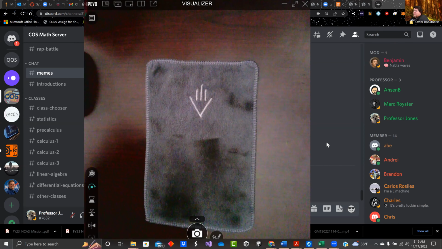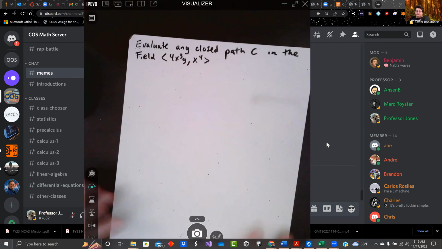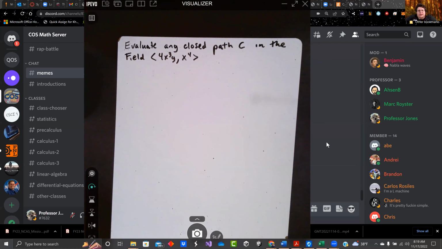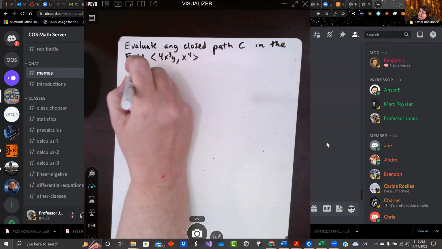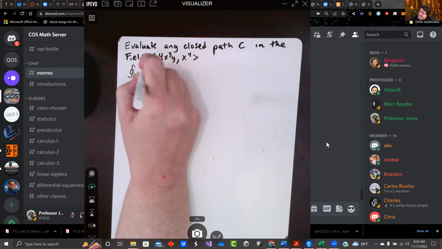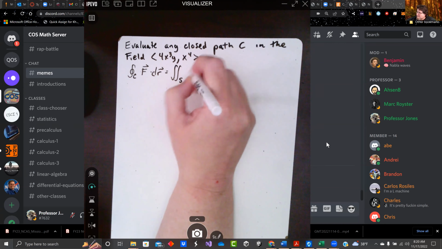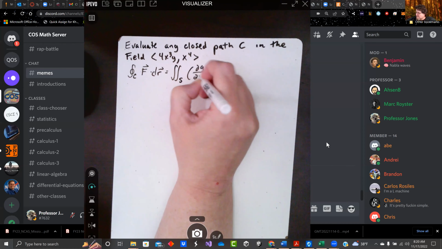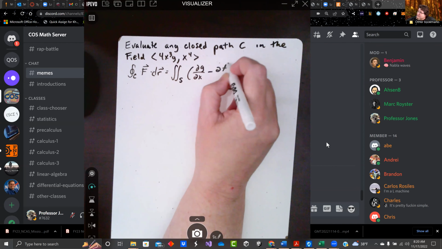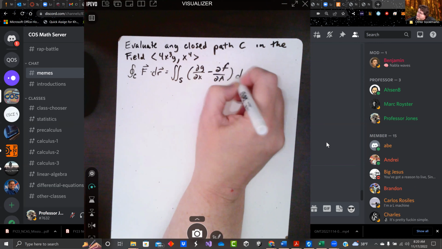Let's take a look at one more thing for 15.4. We want to evaluate any closed path C in the field 4x cubed y and x to the fourth. So we have the line integral of F dot dr, which equals the double integral of dg dx minus df dy dA.